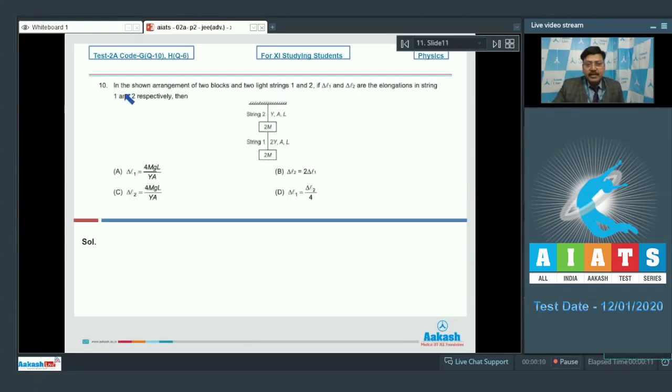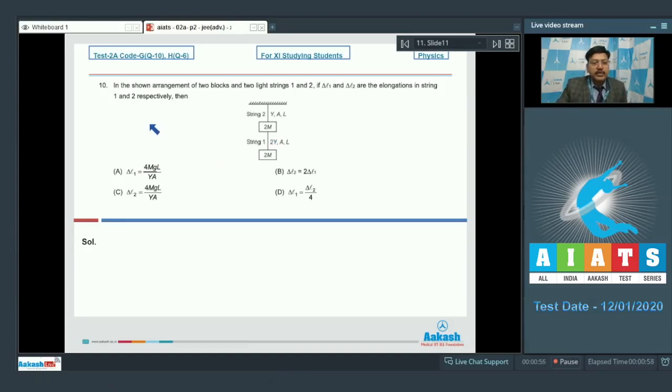Question 10 says, in the shown arrangement of 2 blocks and 2 light strings 1 and 2, if delta L1 and delta L2 are the elongations in strings 1 and 2 respectively, then this is the arrangement shown. The blocks have masses 2m each. For string 1, Young's modulus is 2y, area of cross section is A, length is L. And for string 2, Young's modulus is y, area of cross section is A, and length is L. Option A says delta L1 is this. Option B says, well, all the options are about delta L1 and delta L2. So let's find the values of the elongation.